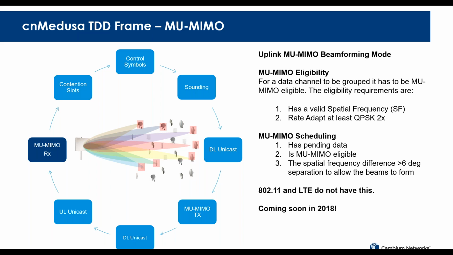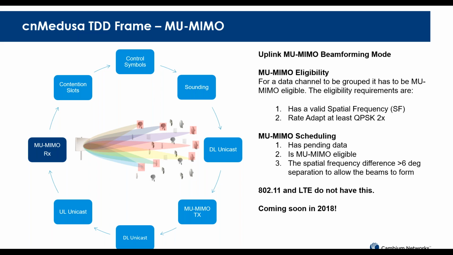The uplink MU-MIMO scheduler works very similarly to the downlink MU-MIMO scheduler. Again, it will look only at subscribers that have pending data, meaning the ones that sent bandwidth requests, only subscribers that are MU-MIMO eligible, and again, subscribers that have a minimum separation physically in azimuth between them so that they can be part of the same group. The uplink MU-MIMO feature is not available in standards like 802.11 or LTE, but it will be available in the PMP450M access point later this year.